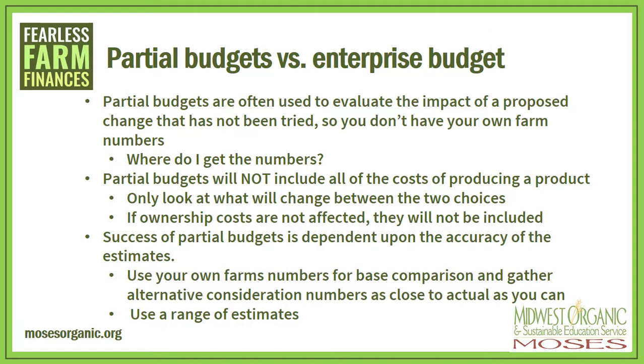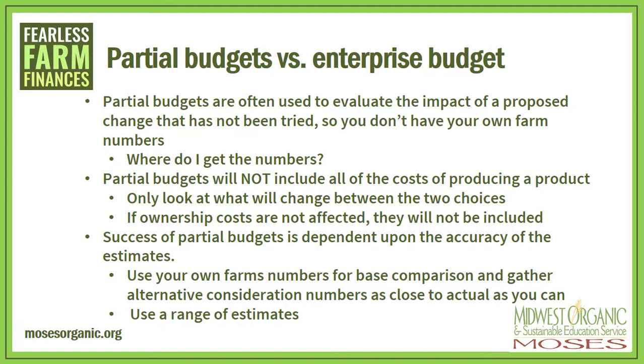So what's the difference or the variation of a partial budget from an enterprise budget? Like I said, in the previous module, we covered enterprise budgets. What's the difference? Partial budgets are often used to evaluate the impact of a proposed change that has not been tried on your operation. So you actually will not have your own farm numbers. Remember, in enterprise budgets, we really stressed using your own farm's numbers to make decisions. In partial budgets, you might not have your own numbers. So where do you get the numbers? We'll answer that.